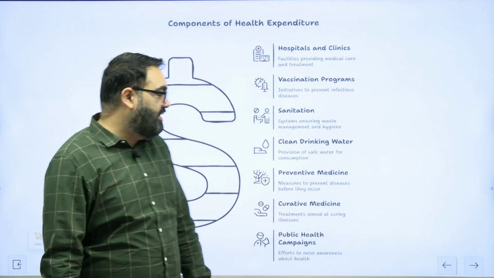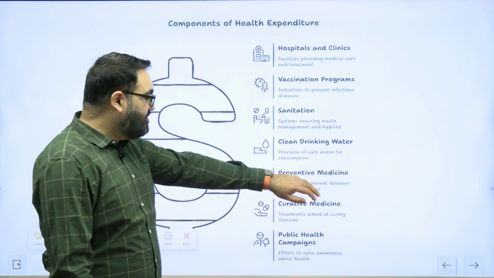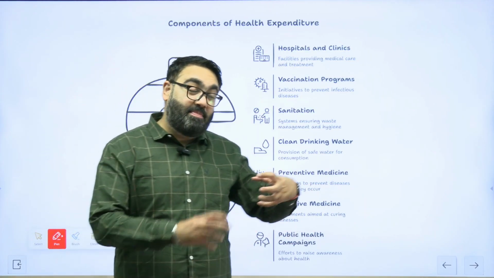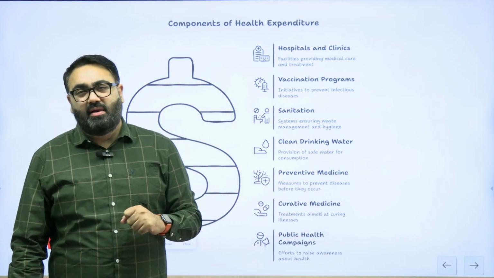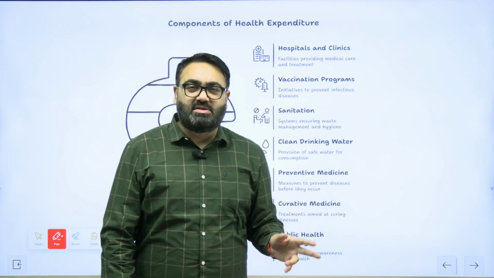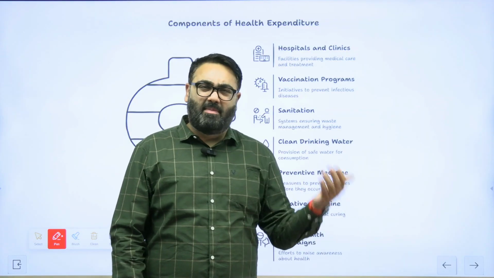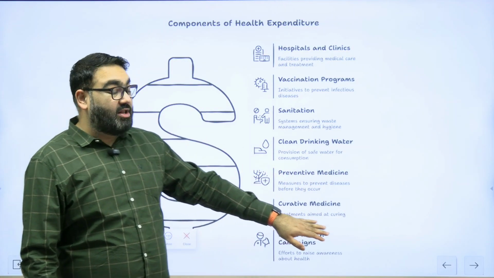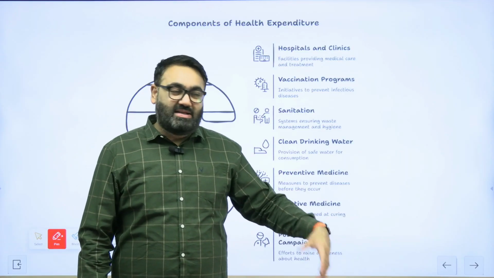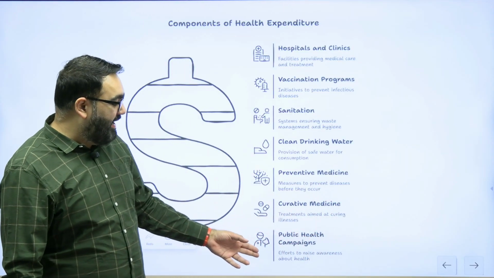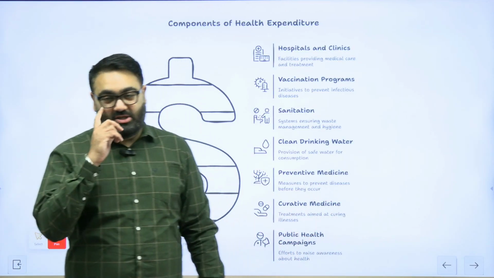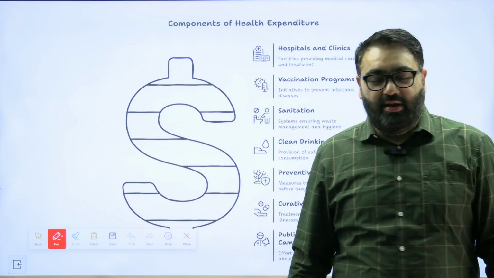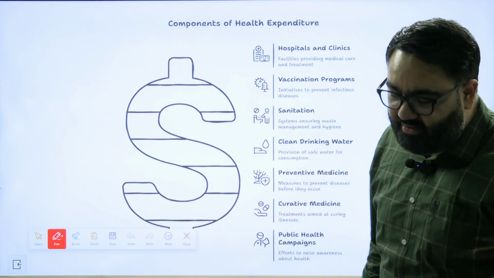Preventive medication, as the name suggests, is medication that prevents you from falling ill rather than waiting for the person to fall ill. Vaccination will also be a part of preventive medication. Curative medicine means medicines after the person has fallen ill, and public health campaigns to raise awareness. All these are responsibilities of the government, and the government shares them at different levels.